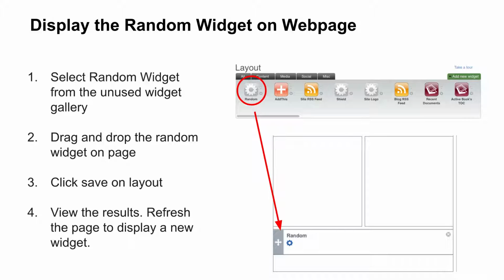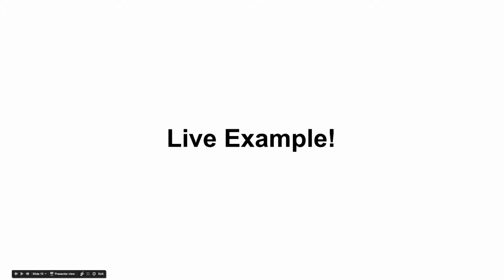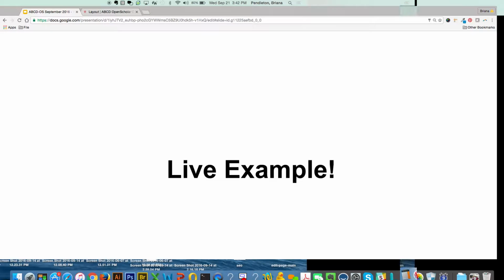And so as you know, when you create a new widget, it goes into your layout. It's on the top left corner of your unused widget gallery. You're going to click, hold, drag, and drop it into the place that you want. And you can press Save at the bottom to view your results. So I'll pop off here and I will do a live example.